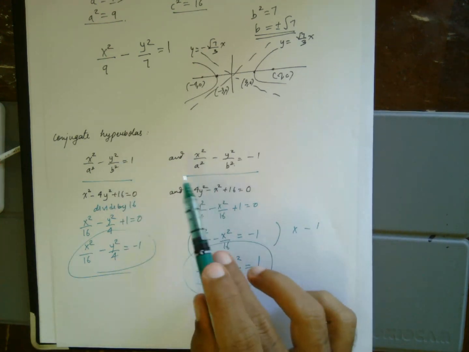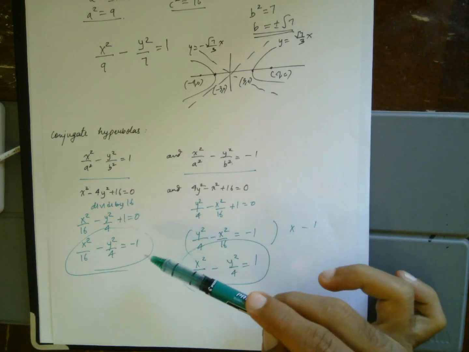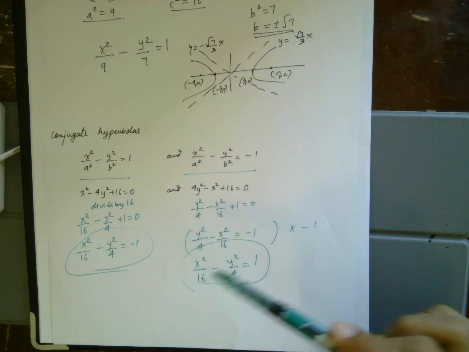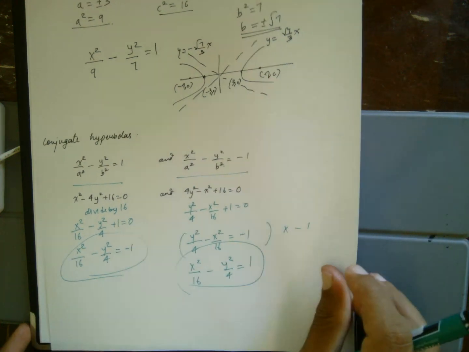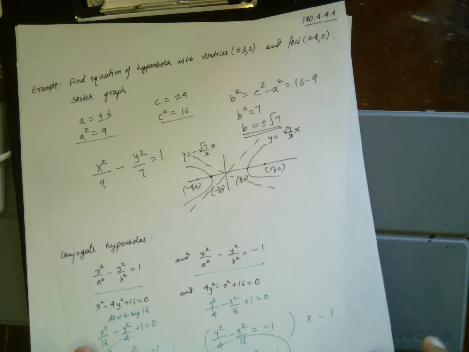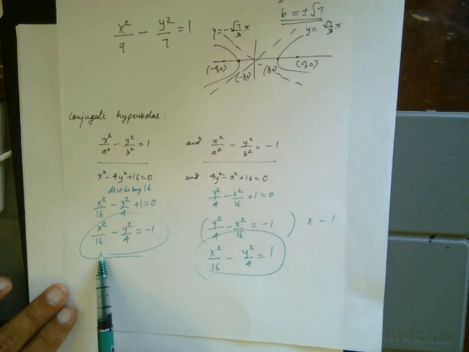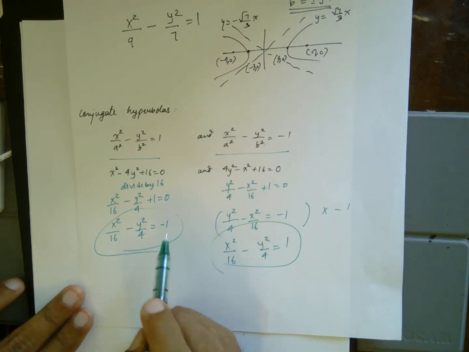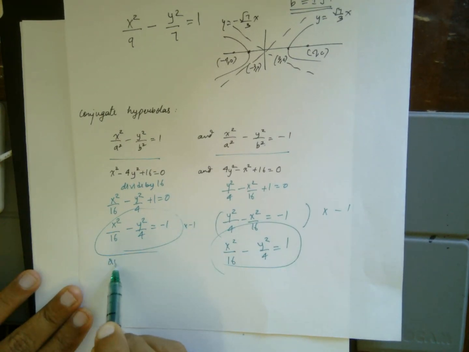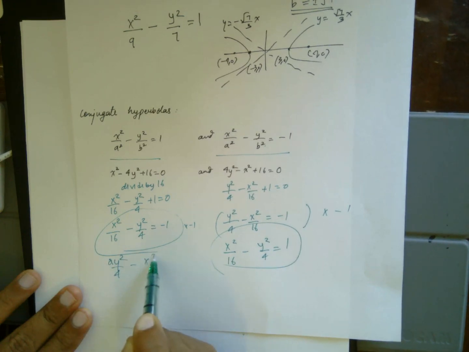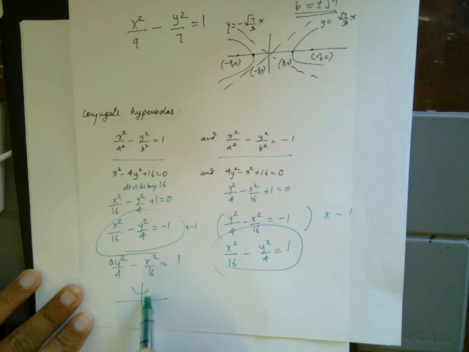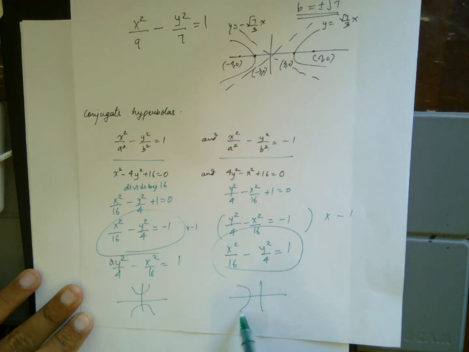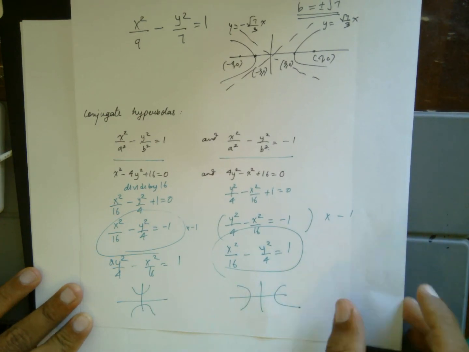So in general, you see they have this property where it's the same thing on the left, but the right is plus minus 1. So what does that mean? Really what it changes is, for example, in this case, if I multiply by negative 1, I get y squared over 4 minus x squared over 16 equals 1. So this parabola is going to be like that, and this parabola is going to be like that. But what is the relation between them?